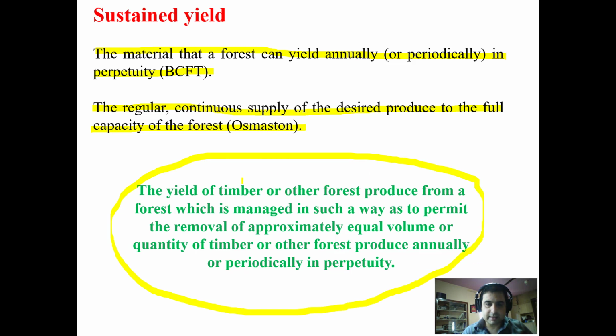We can also understand sustained yield as the yield of timber or other forest produce from a forest which is managed in such a way as to permit the removal of approximately equal volume or quantity of timber or other forest produce annually or periodically, but in perpetuity. So we have to maintain this yield continuously for perpetuity.